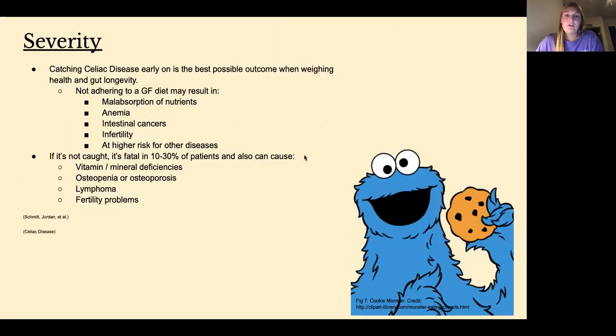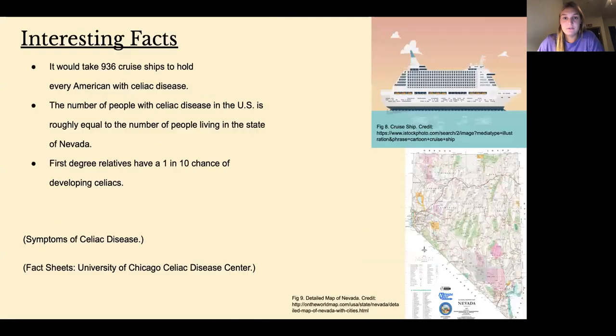Severity: if you catch it early on, you'll have a better outcome because you can start a gluten-free diet earlier. If you don't, then malabsorption of nutrients and vitamins is going to be affected. Anemia can be an onset later on, as well as intestinal cancers, infertility, and other risks for other diseases. If it's not caught early on, there is a fatality rate of 10 to 30% of patients who never catch it, and that leads to other things like cancer and fertility issues.